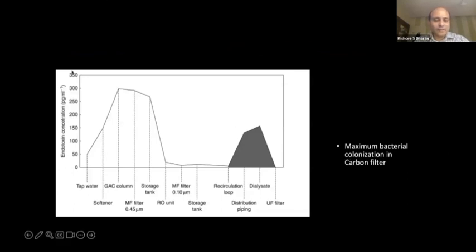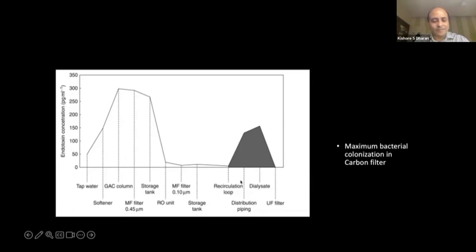So where does it maximally colonize? This is one of the studies that has plotted the endotoxin concentration across the dialysis water treatment system. As we can see here, the maximum is seen near the carbon filter. Then it drops, and again reaches up to the recirculation loop. And once it reaches the piping after the recirculation, it peaks again and is again cleared off by the filter. So the maximum bacterial colonization is in the carbon filter.